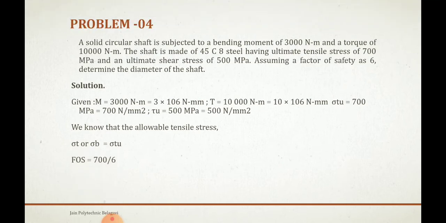So what do we have to do? We have to divide it by factor of safety. That is 700 divided by 6. That will be 116.7 Newton per mm square, which will be your allowable tensile stress.